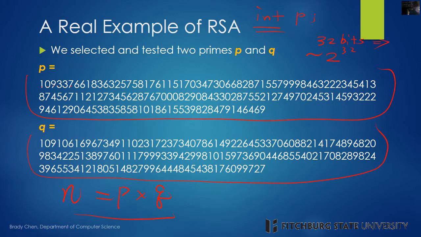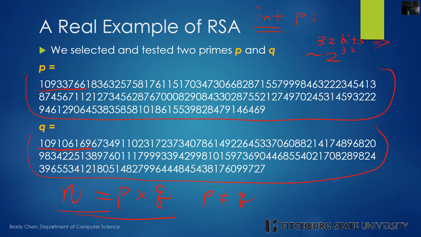So P is about 150 digits and Q is about the same. So we have two numbers. They're different, right? P is 10933766109106169. Okay, they're two different numbers, so P is not the same as Q.